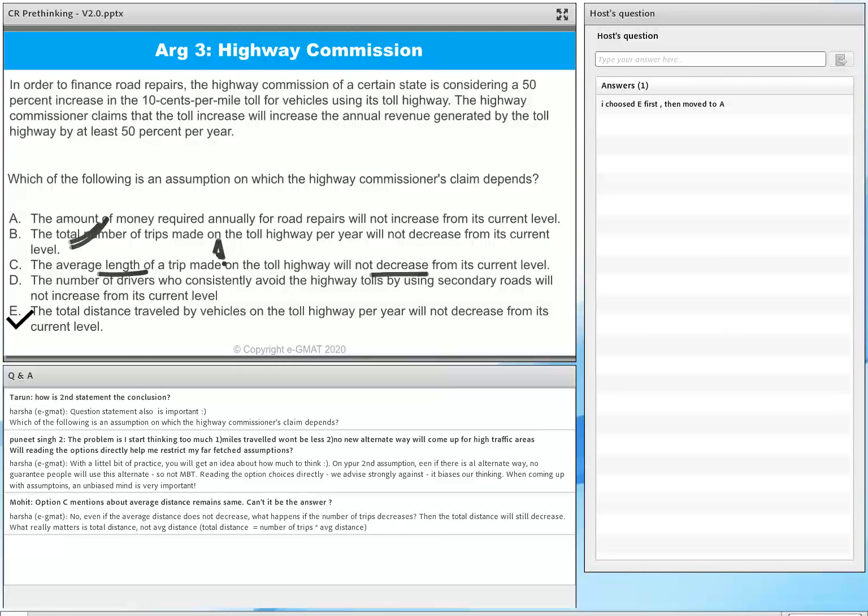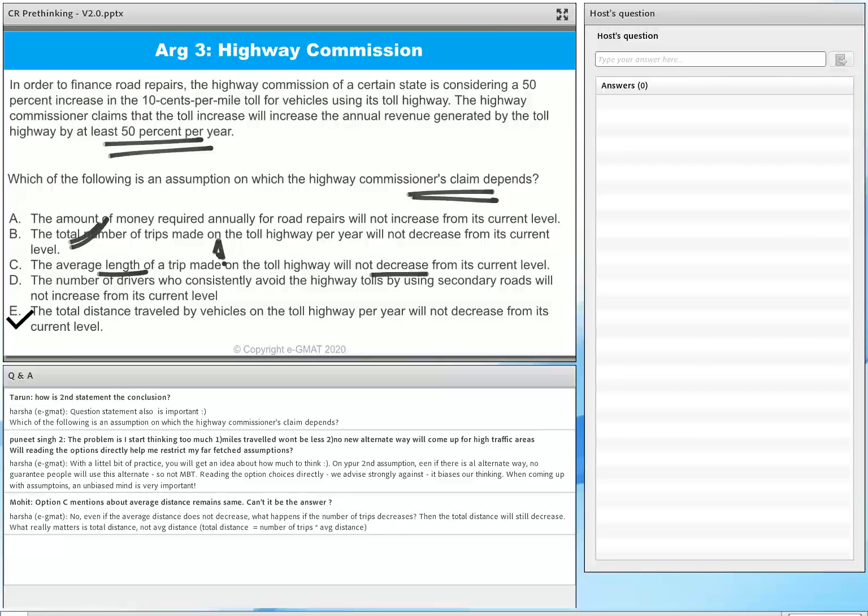Okay. For those of you who chose choice A, you've got to look at what the Highway Commissioner claims. Is the Highway Commissioner claiming that the 50% increase is going to provide enough money? Is that what he's claiming?